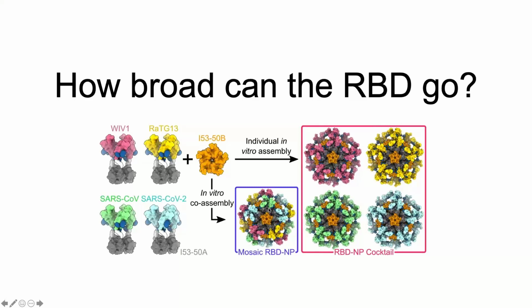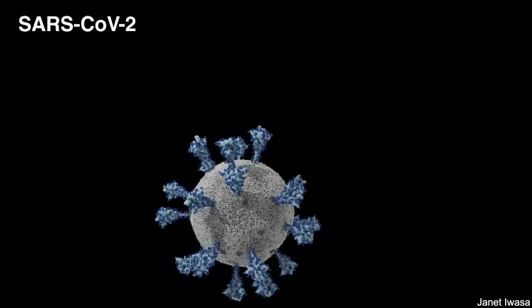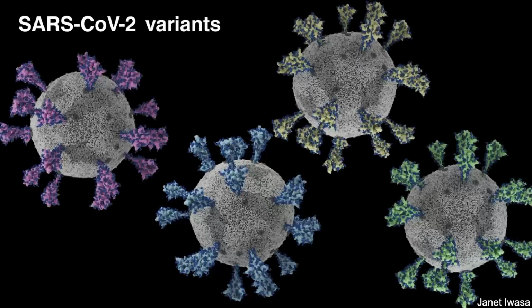We've put this into both a mosaic, which means that we have a mixture of all of these receptor binding domains present on a single nanoparticle. And we've also tried it in cocktail form, where we have just RATG13, just SARS-2, just SARS-1, and just WIV1 all injected into mice at the same time, to identify how this is going. I just want to end with one final video showing that we're currently testing these mosaic and cocktail nanoparticles.